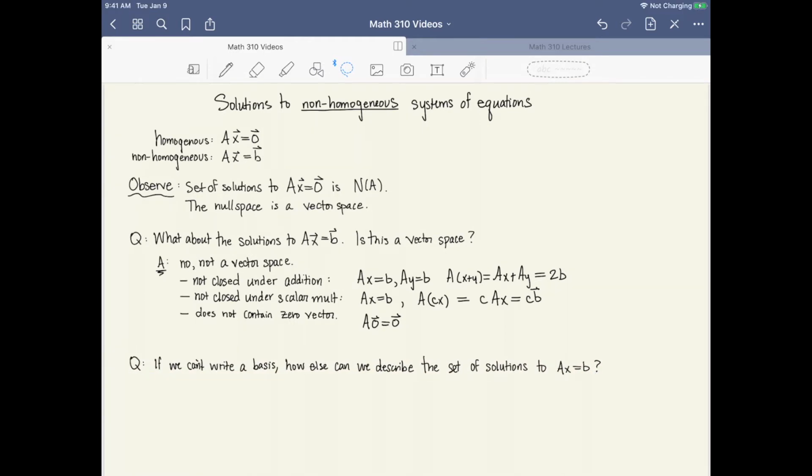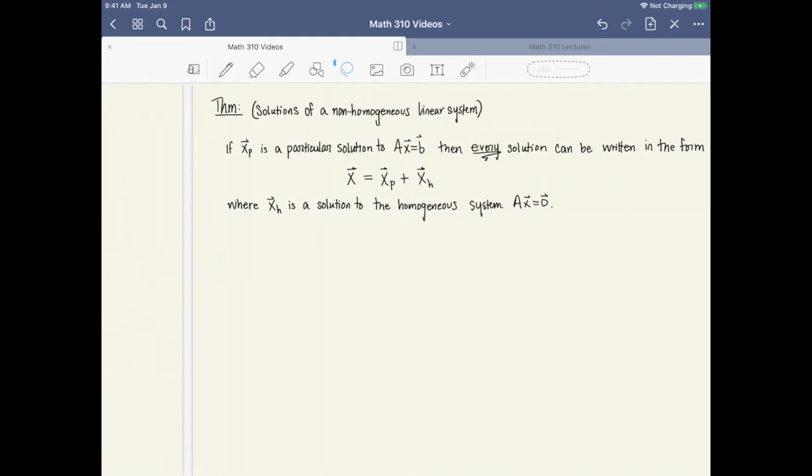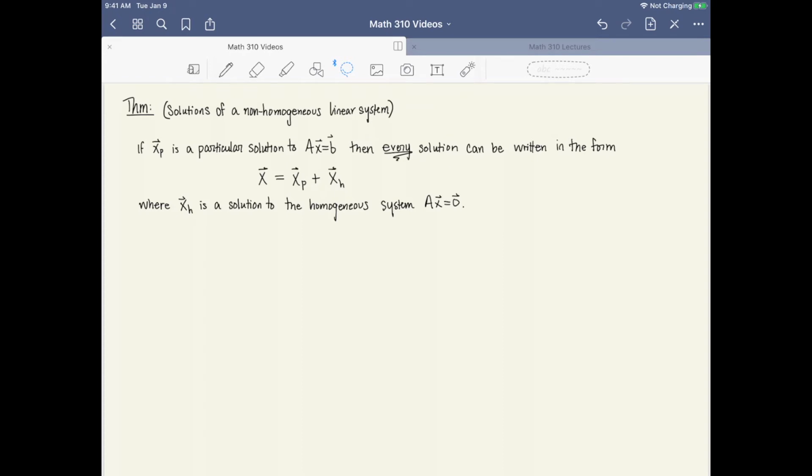Well, fortunately, the answer to this question, how to describe generic solutions to Ax equals b, is given to us by the following theorem statement. What you do is you find one particular solution. That's called xp. And if you have this particular solution that solves Ax equals b, then all of the other solutions that are out there can be written as the particular solution plus something that solves the null equation. That's xh. So xp solves Ax equals b, but xh doesn't solve Ax equals b, it solves Ax equals 0. Let's write down a proof of this theorem.